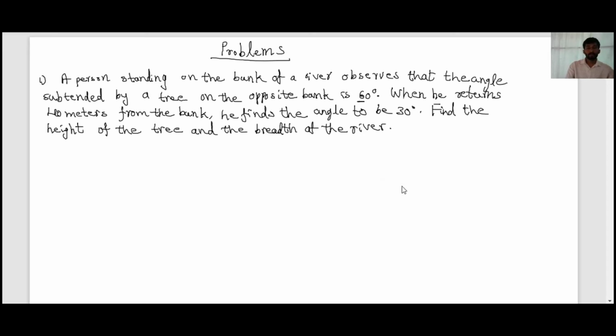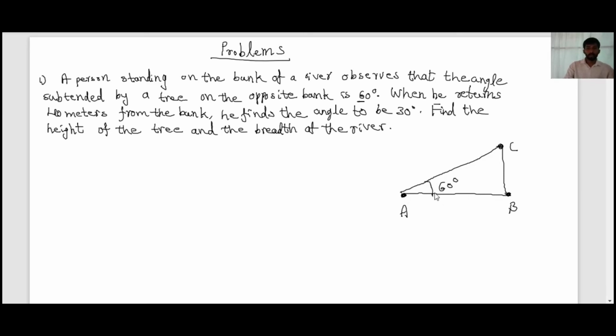Now I'll draw a rough sketch for problem solving. Here the person is there, name it as A. Then here BC be the tree. A be the person. Then see, this is our reference line with respect to the ground. Now see, first he is looking at the tree. That time the angle of elevation is equal to 60 degrees.